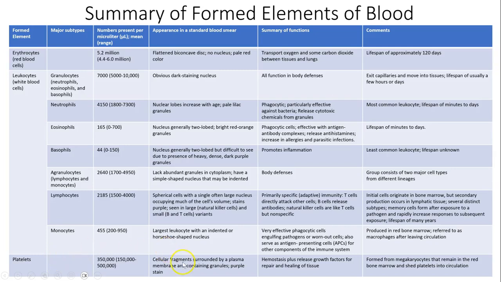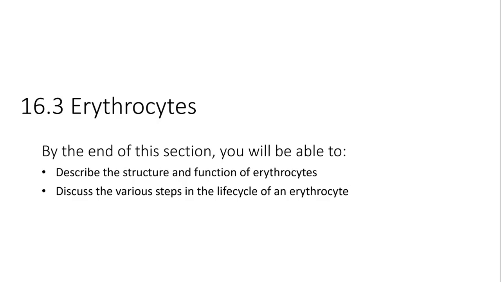And then those platelets, these are again cellular fragments contained in a plasma membrane. These have special granules that are going to help release some of those fibrous proteins and stuff like that to form a mesh and block off blood vessels that have been damaged. And we will continue talking about erythrocytes specifically in our next video.